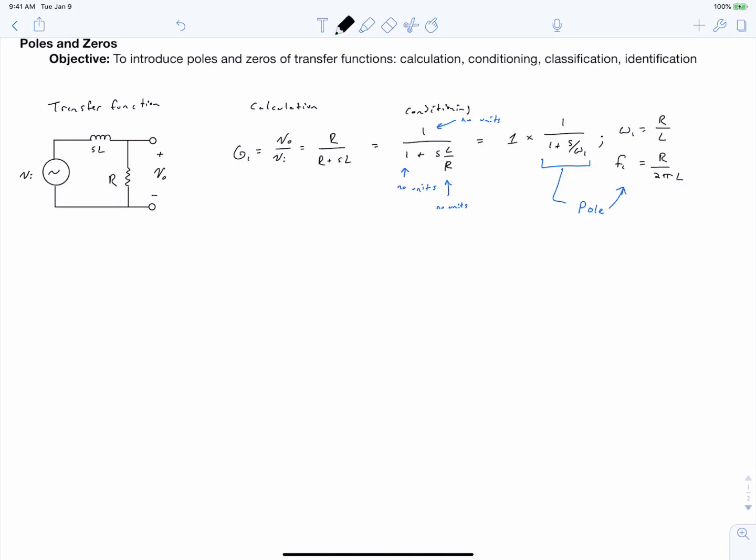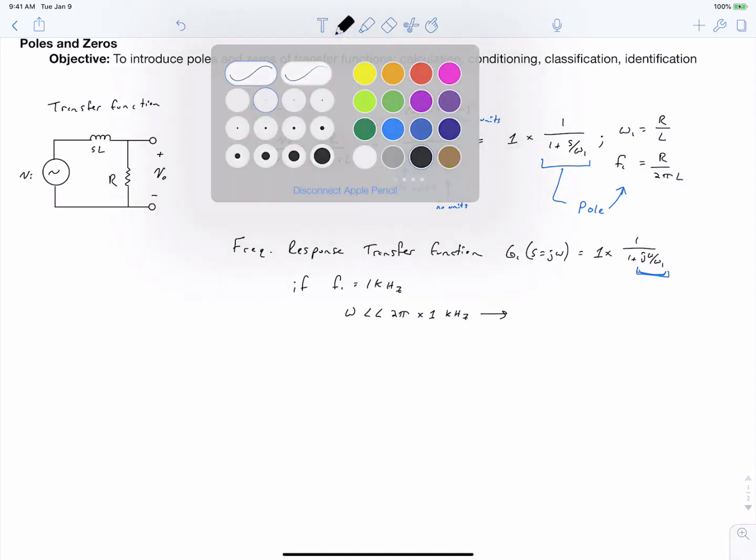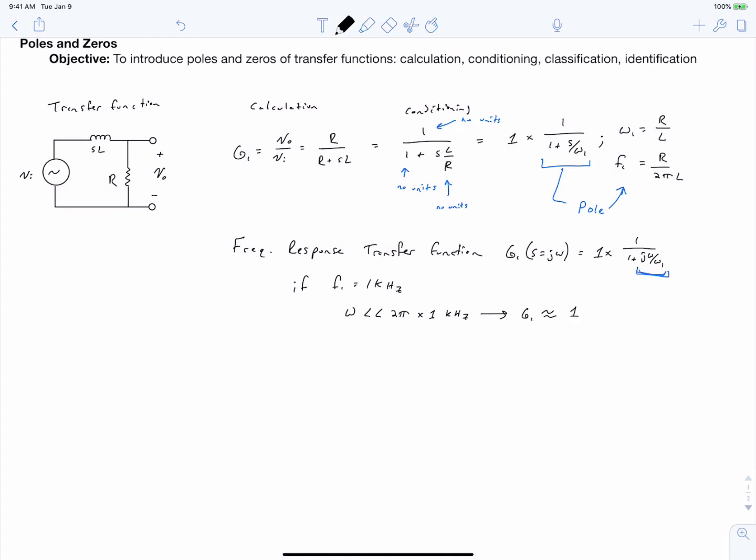And I had commented just a second ago about how we can convert this to a frequency response transfer function by evaluating it at s equals j omega. So if we have it in this form, we can easily recognize that if we were hypothetically to pick a value for our pole, let's say that our pole frequency is equal to 1 kilohertz, we can see that when we're operating at a frequency much lower than 1 kilohertz, when omega is much less than 2 pi times 1 kilohertz, in that situation this term here is much less than 1, and so our transfer function becomes approximately equal to 1. It becomes approximately just a simple gain.